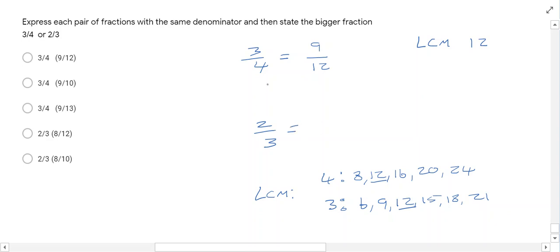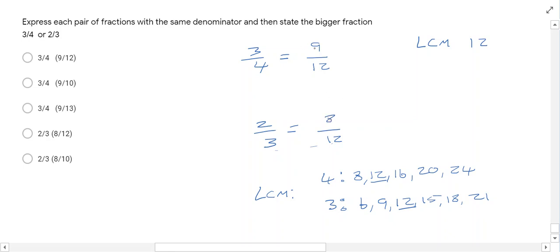Now, if we take the bottom fraction, we want to change it so that the bottom is 12. So we change 3 to 12 by multiplying it by something. What do we have to multiply 3 by in order to change it to 12? We have to multiply it by 4. If we multiply the bottom by 4, we have to multiply the top by 4 as well. So 2 times 4 is 8.